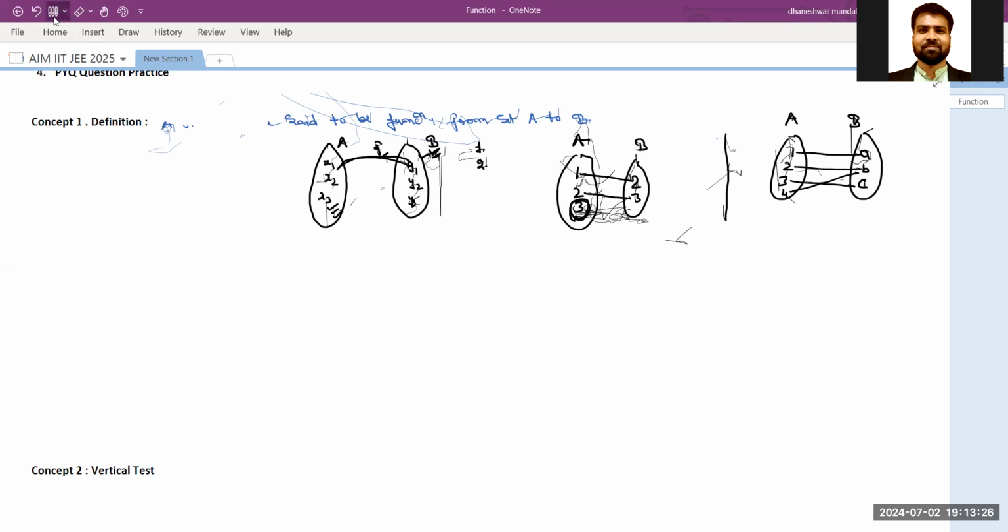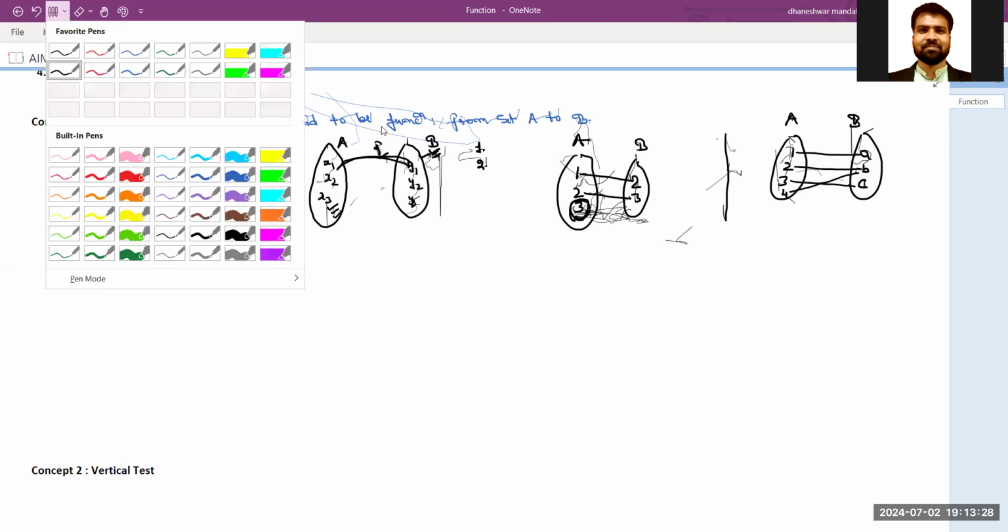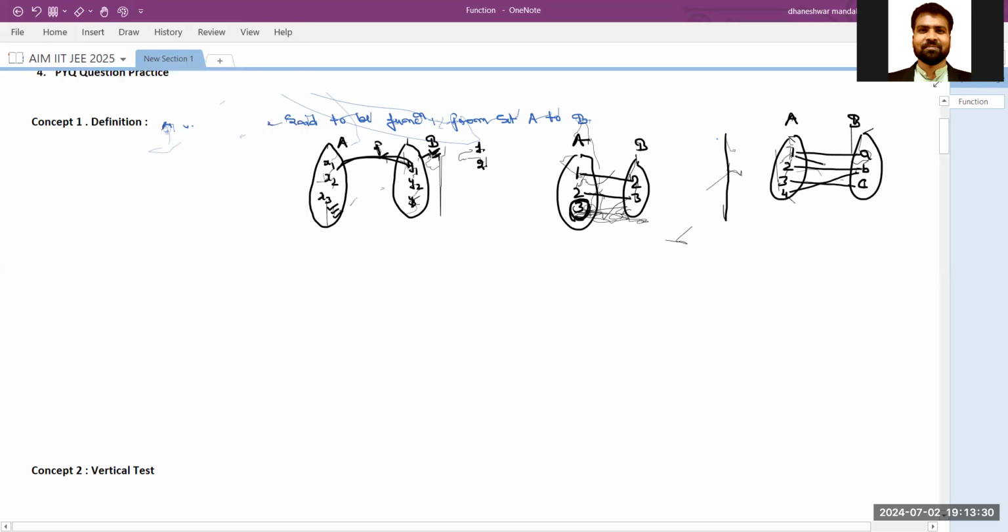Okay. If I take the image of this one and connect it with B also, then here we have two images of this one in B. It means this is not a function. Also, this is not a function.